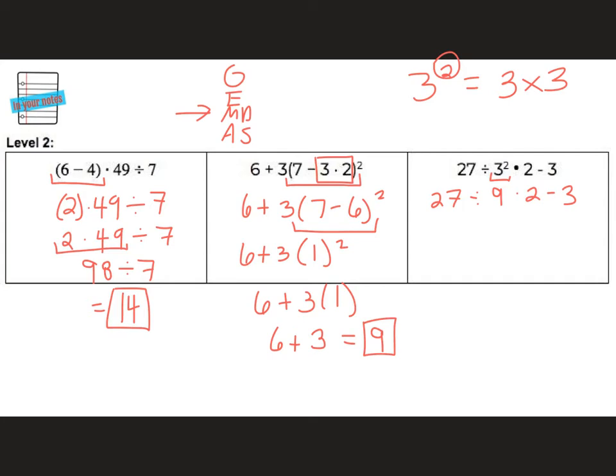All right, now I have division, multiplication, and subtraction. I know division and multiplication come first, and we're going to move left to right with this. So we'll start with 27 divided by 9, which is 3. And then here's what I have left. So now we will multiply. 3 times 2 is 6. And 6 take away 3 will leave us with 3 to finish.